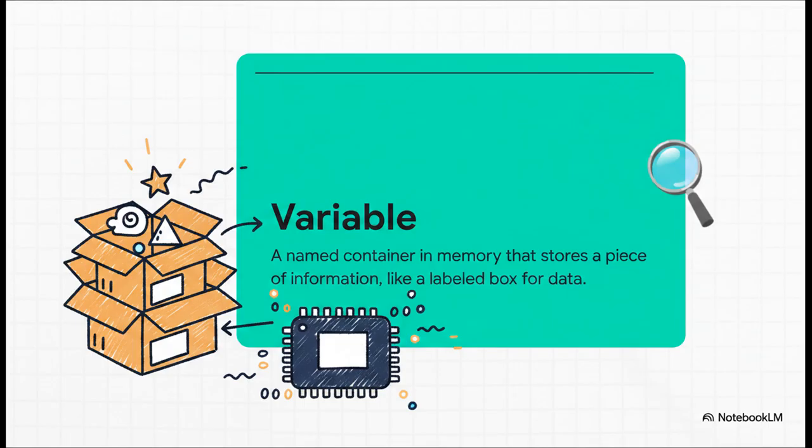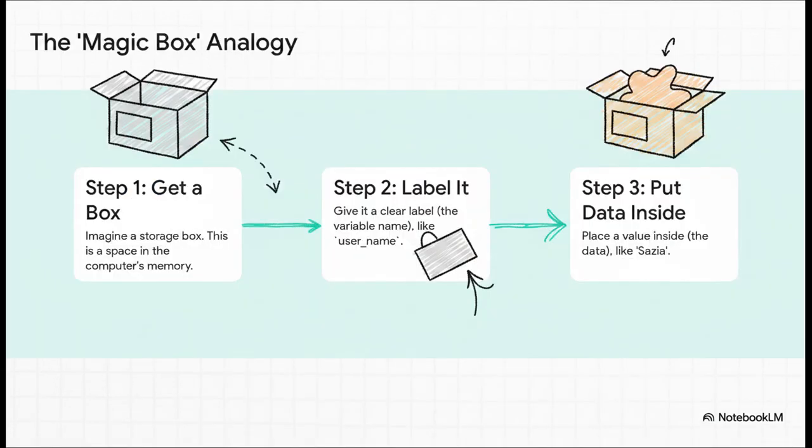At its core, it's really just a named container, a reserved spot in the computer's memory where you can stash a piece of info. It's got two parts: a name, which is kind of like the label you put on the container, and a value, which is whatever you decide to put inside. To make this super clear, let's use the magic box analogy.